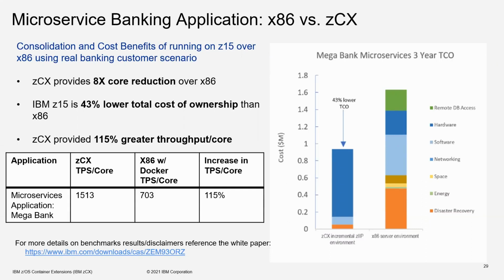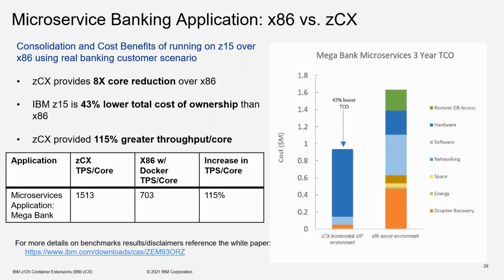But zCX provided an 8x core reduction over x86. So there's not always a one-to-one mapping. In fact, there's definitely not a one-to-one mapping when you're talking about the number of cores you need for zCX versus the number of cores you need for x86.